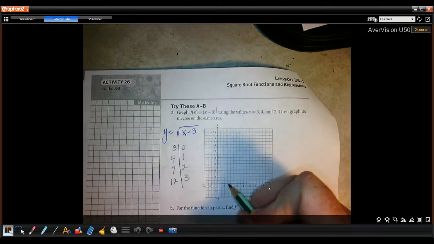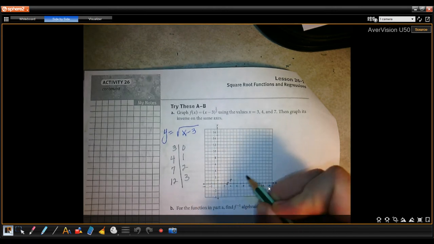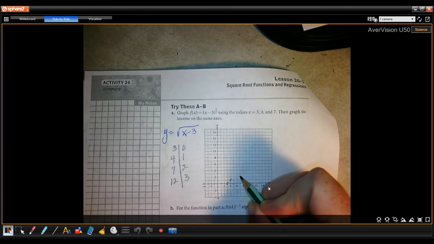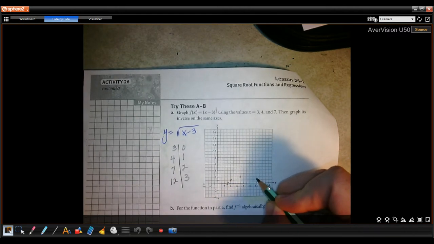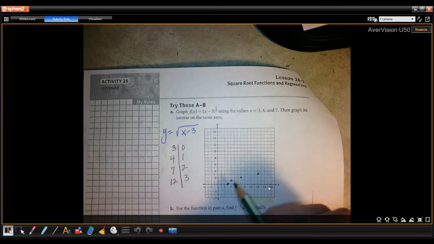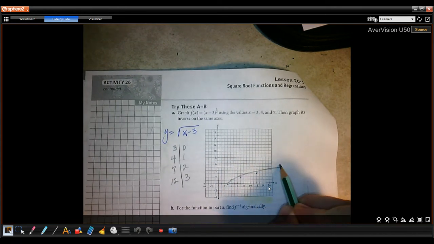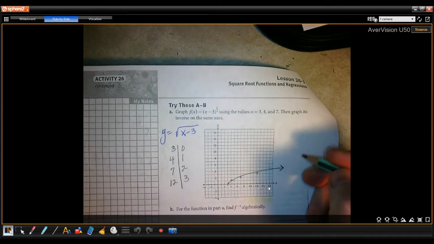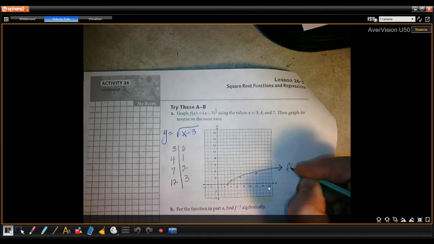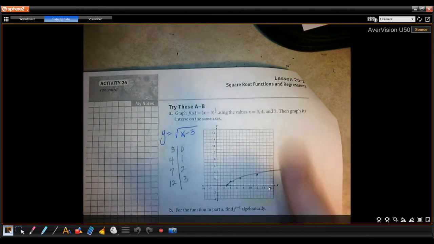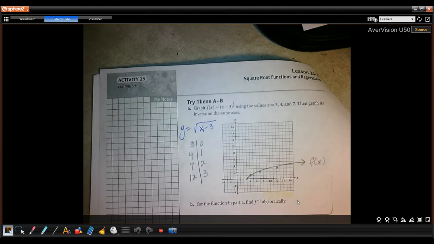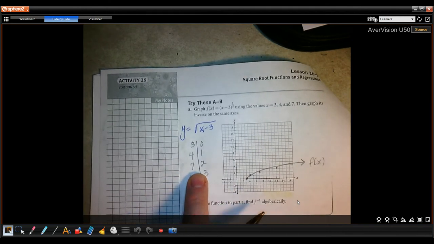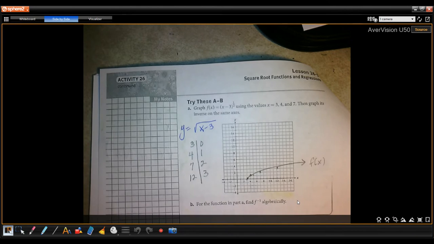So let's graph it. So (3, 0), (4, 1), (7, 2), (12, 3). Okay, so here is, oh, missed a point. Sorry about that. All right, so here's f of x. Then it says to graph its inverse. So instead of solving for x and y and all that good stuff, let's just do it really quickly that you guys know. So what's a really fast way to graph this without doing algebra?